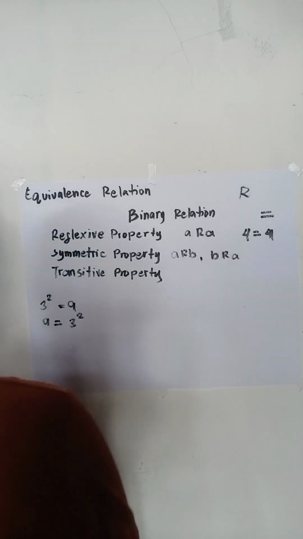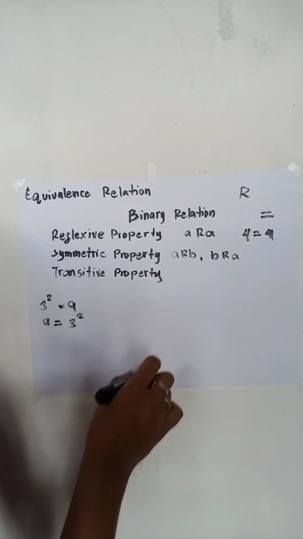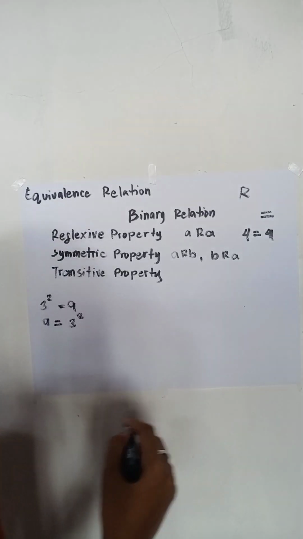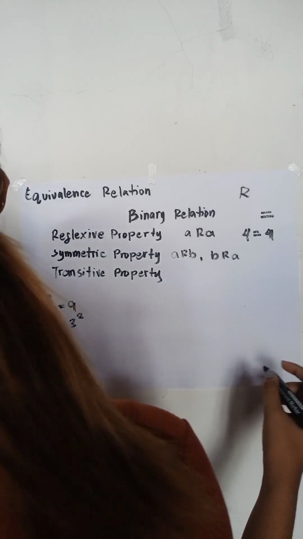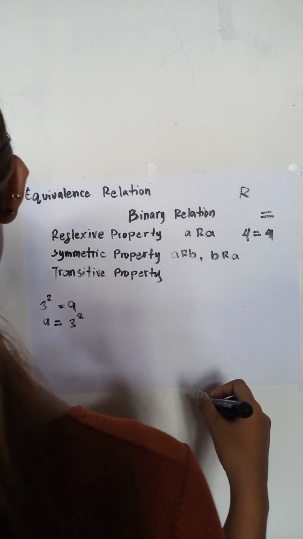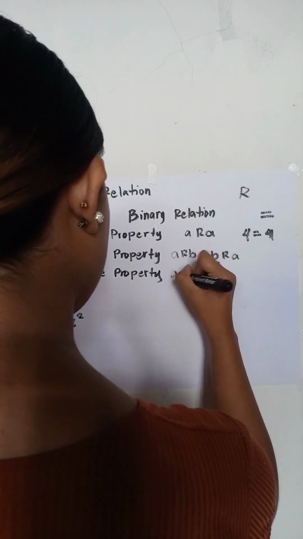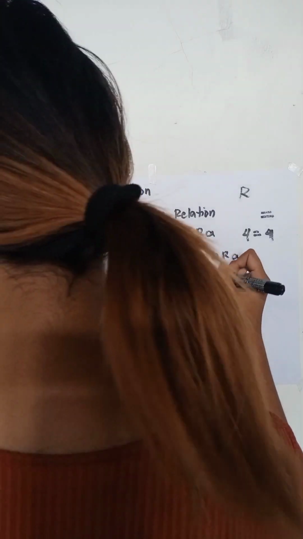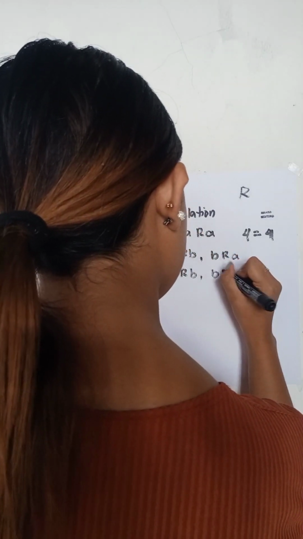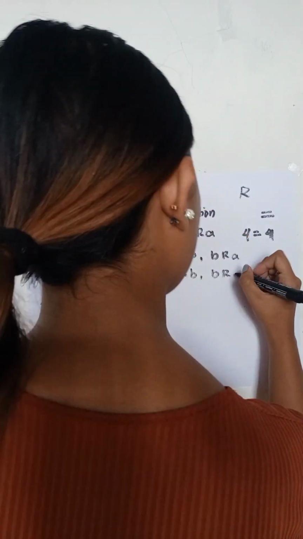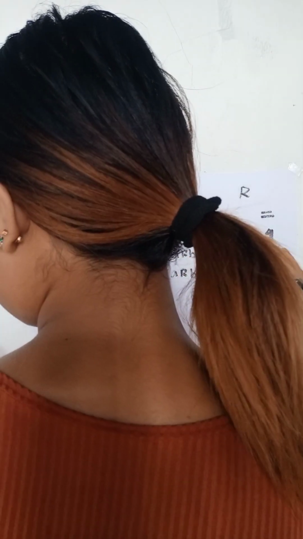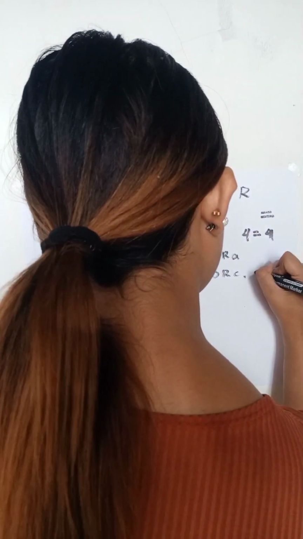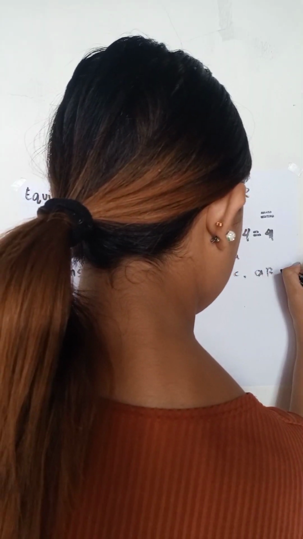So the last property that R has to have in order to be an equivalence relation is that it has to be transitive. We say that R is transitive if every time an object A relates to B, and the object B relates to an object C, then A also relates to C.